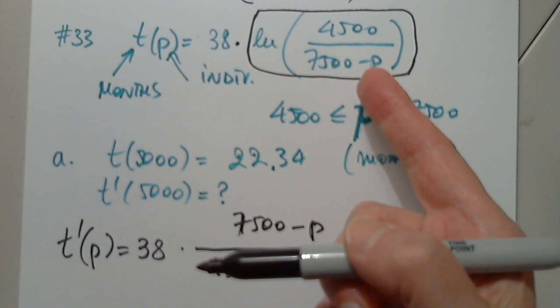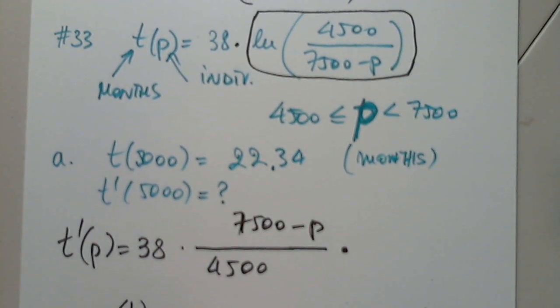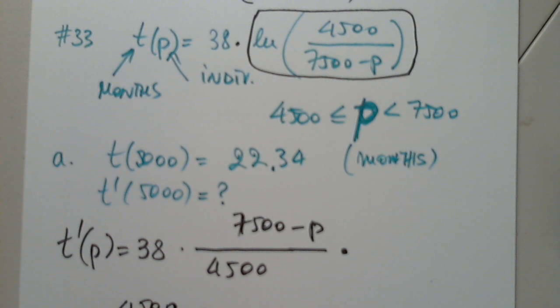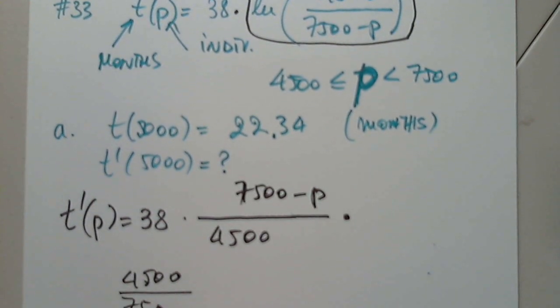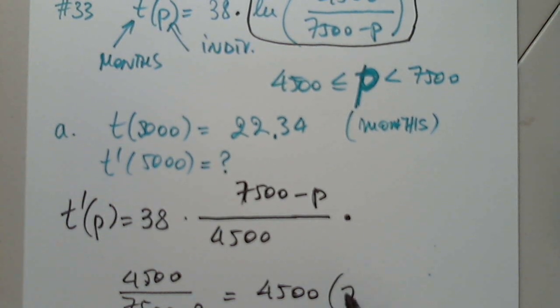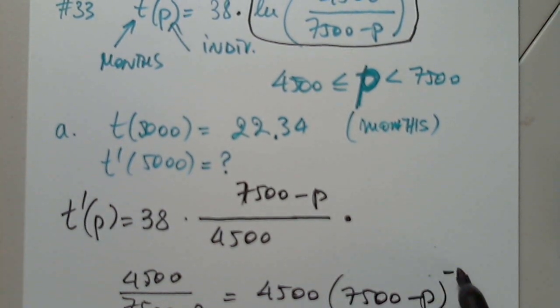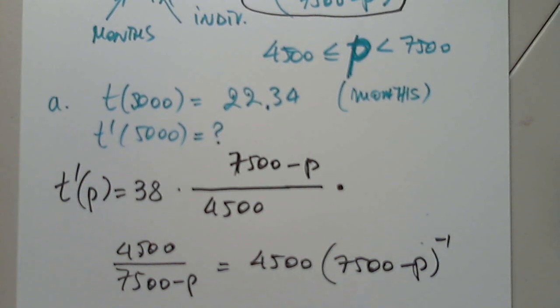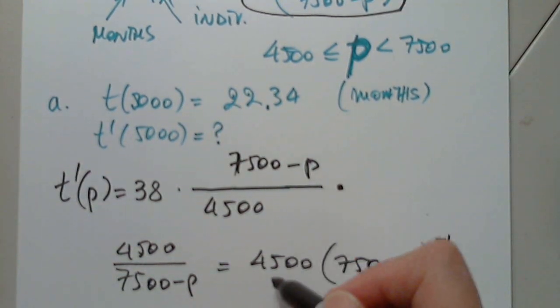Careful with this, because it does not have a variable at the top. What I would do with that is this. Change it into 4,500 times (7,500 minus p) to the negative 1. This will make my life easier. So this is how I will differentiate using this. So I bring down negative 1.